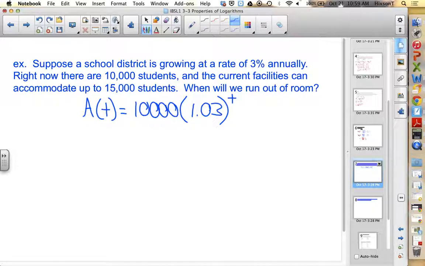So that's going to give me my amount at any given time. I'm going to solve the problem here by plugging this in. 15,000 equals 10,000 times 1.03 to the t power. Okay? Yes? I said 1.03 because we're growing, you're still going to have the original 100% plus another 3% every year. Good question.